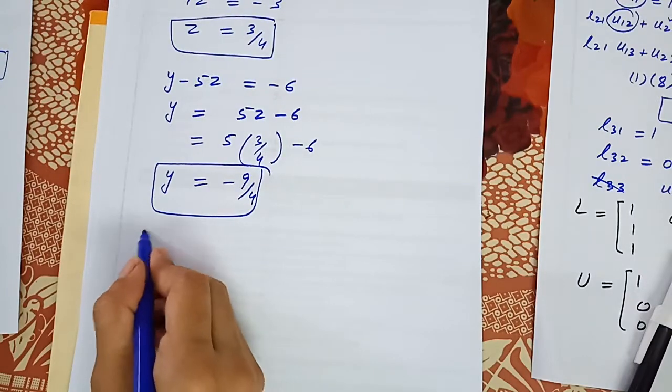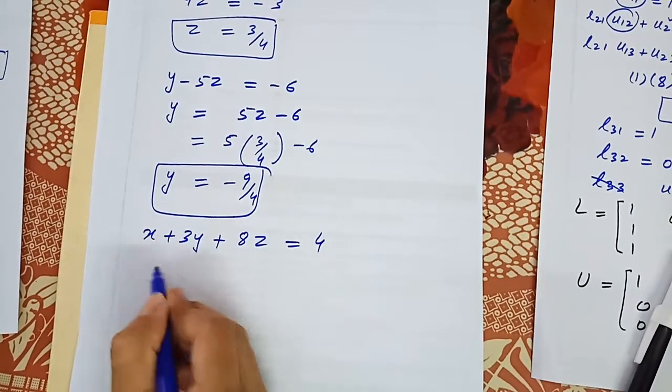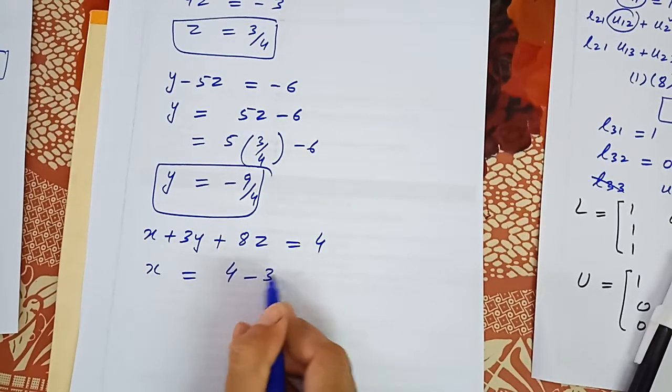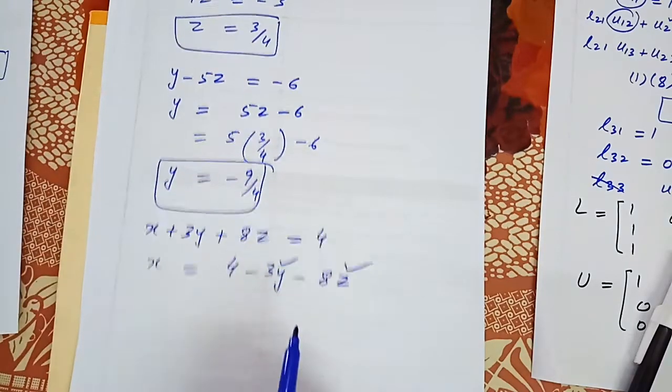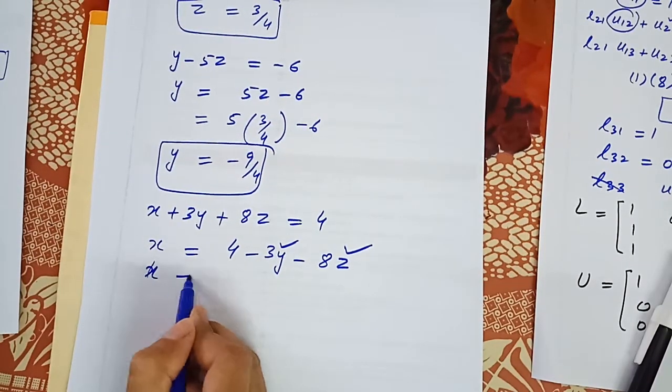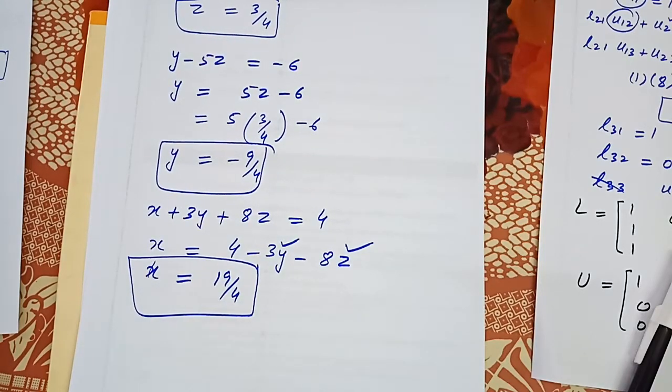And the first row was X plus 3Y plus 8Z is equal to 4. So X is 4 minus 3Y minus 8Z. Plug in the values of Z and Y from here and simplify it. We'll get X is equal to 19 out of 4. So this is our solution of the system of linear equations using this specific method. I hope you understand this method. In the next video, we will do the Gauss-Seidel method and the Gauss-Jordan method as well.